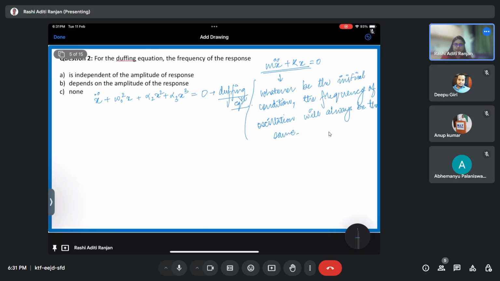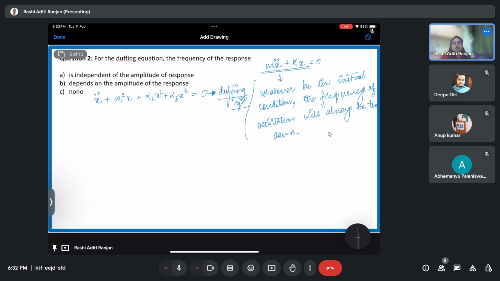I cannot predict anything, right? So what can I do? First way is I go to MATLAB and I try to simulate the system for different initial conditions, right? Then I will get to know whether the frequency is dependent or not, right? But no, I want to find it analytically. For example, I don't have MATLAB. I don't want to solve it numerically. I want to solve it analytically.